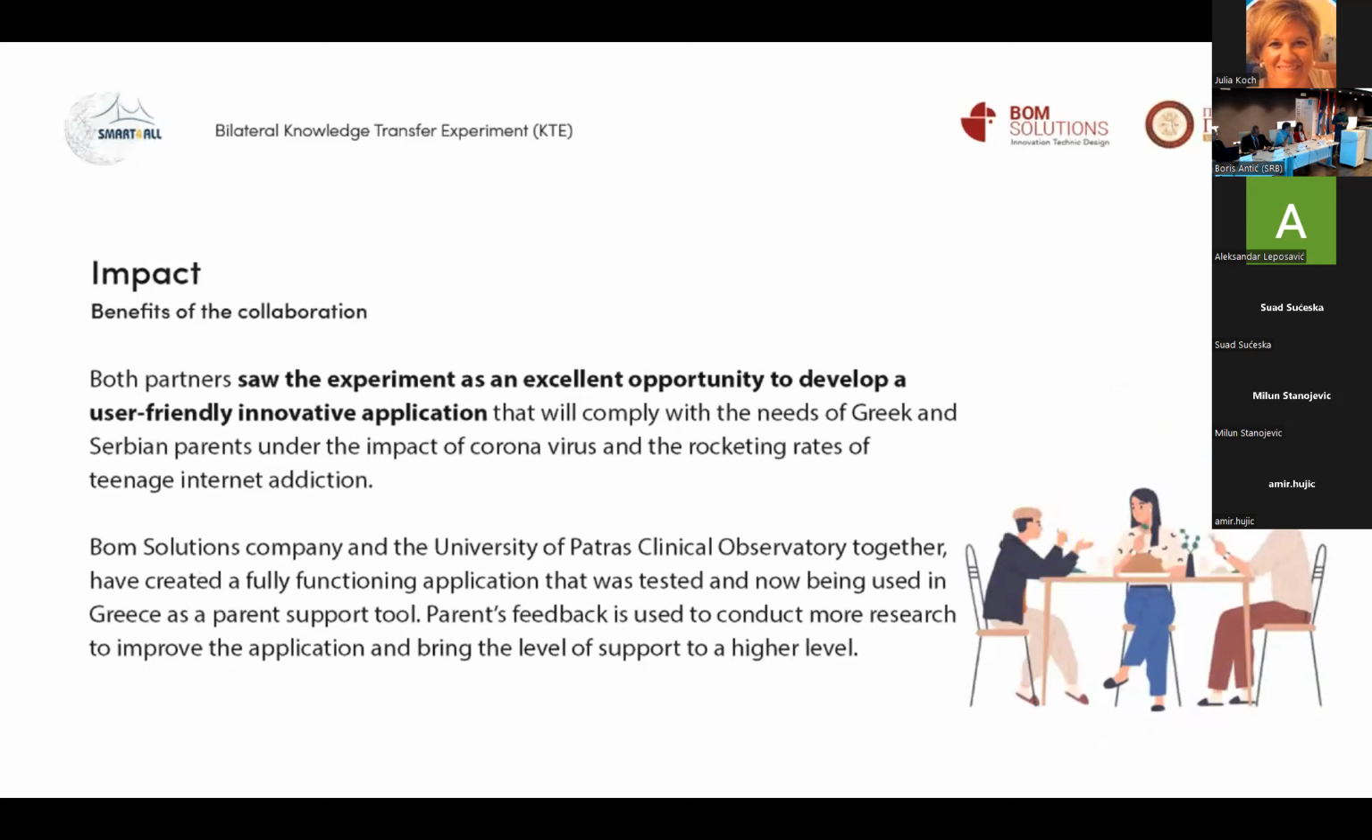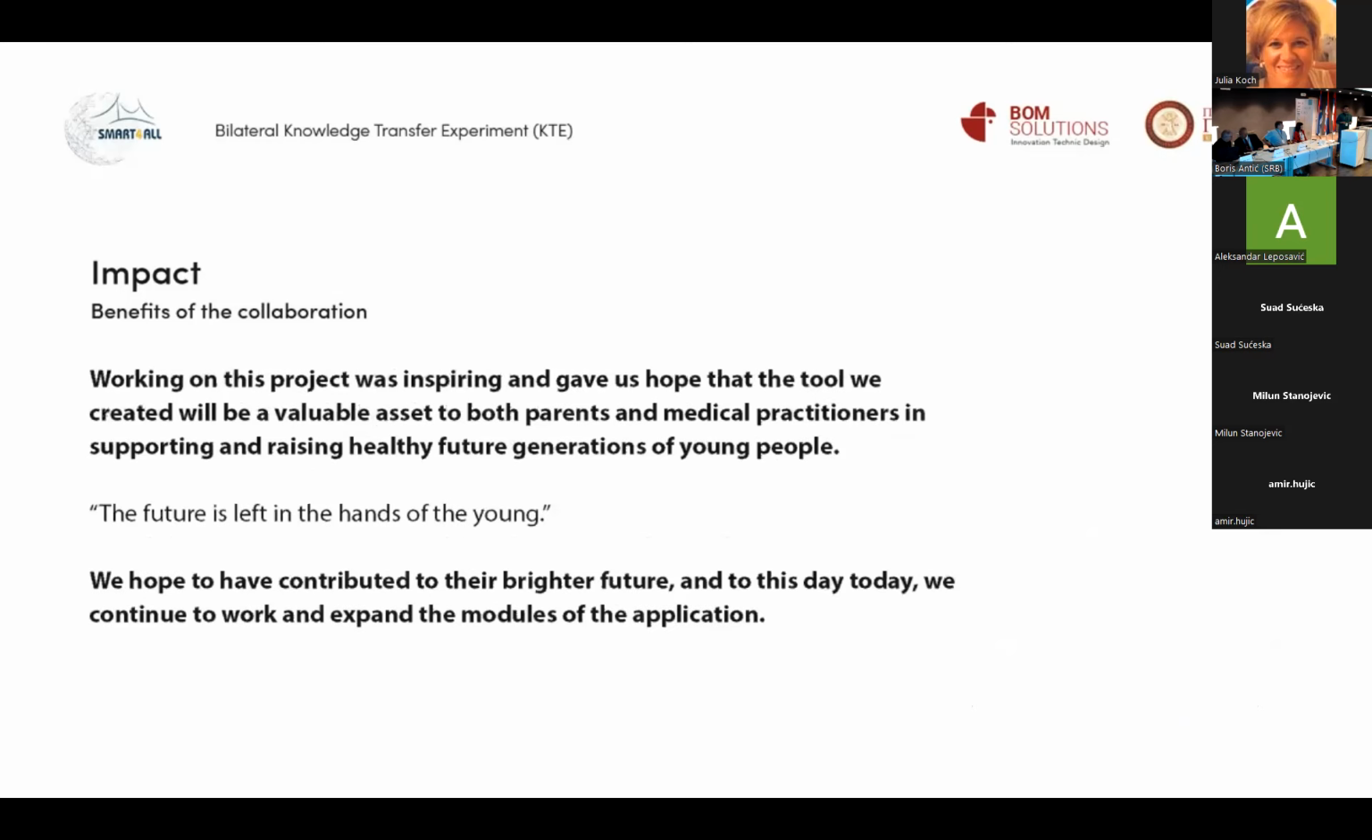The impact of this experiment: we wanted to prevent some of the, let's say, problem behaviors of teenagers, and hopefully we tested, we had positive feedback, and hopefully this approach helped them to prevent their kids from some, let's say, dangerous behavior, because we can say it as it is.